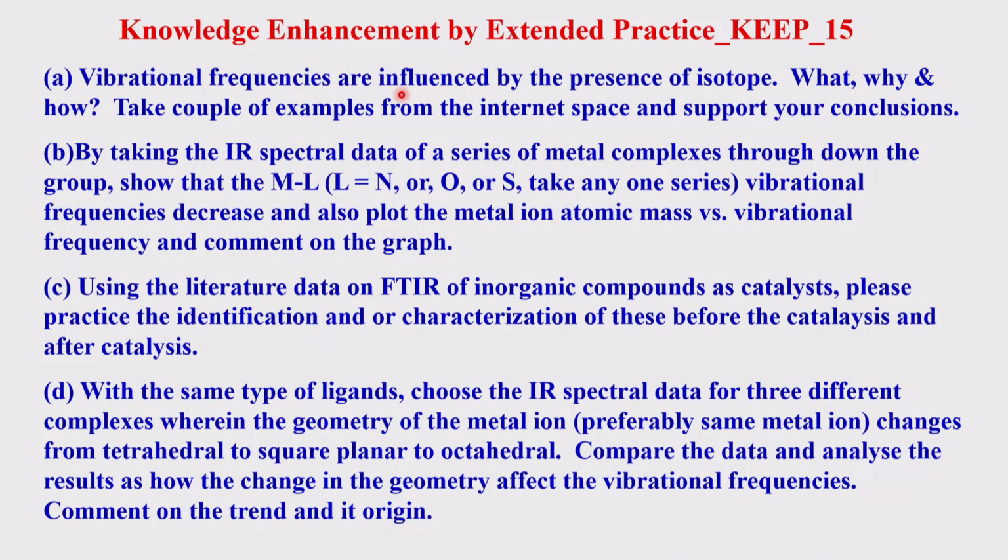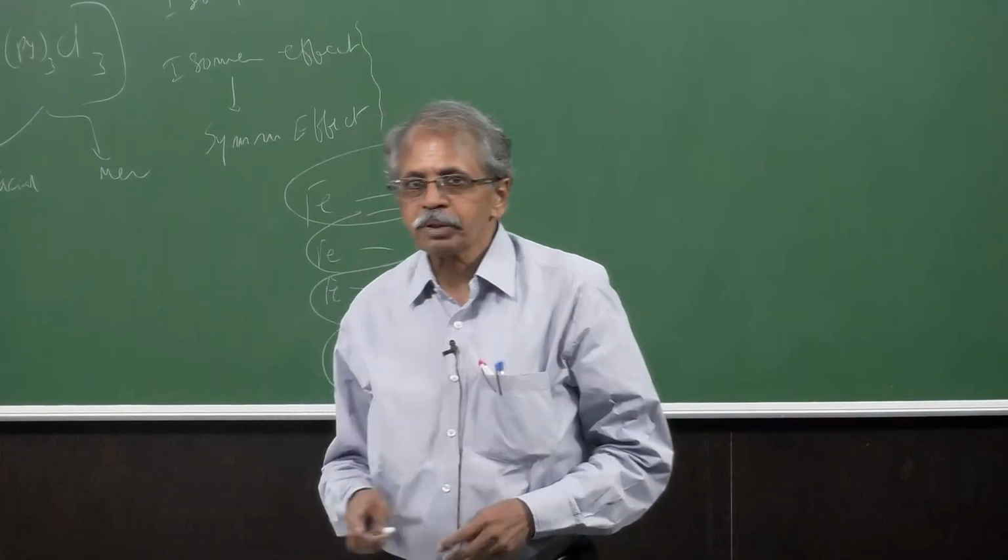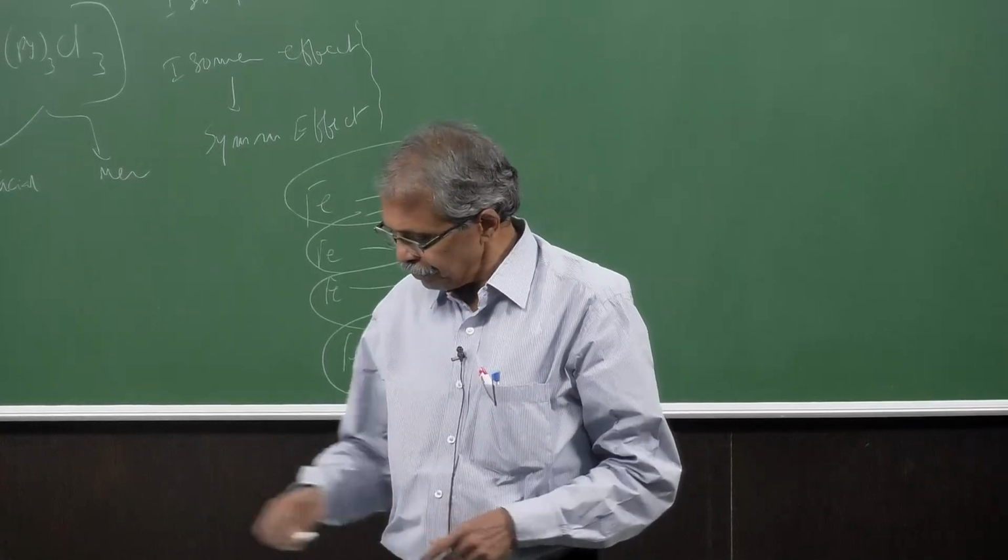Another practice session that I wanted you to do: with the same type of ligands, choose IR spectral data for three different complexes wherein the geometry of the metal ion changes from tetrahedral to octahedral to square planar, preferably with the same metal ion. Compare the data and analyze the results, how the change in geometry affects the vibrational frequency. Comment on the trend and its origin. Of course, if you are familiar with symmetry you can use that, but it is not required because I have not covered the symmetry aspects or group theory in this particular course.